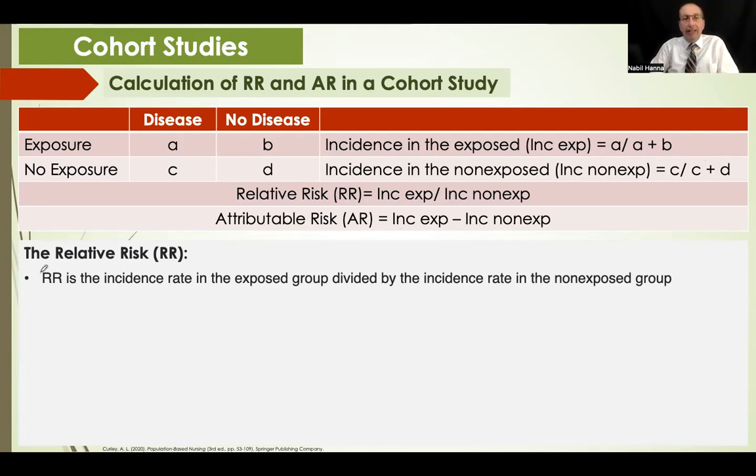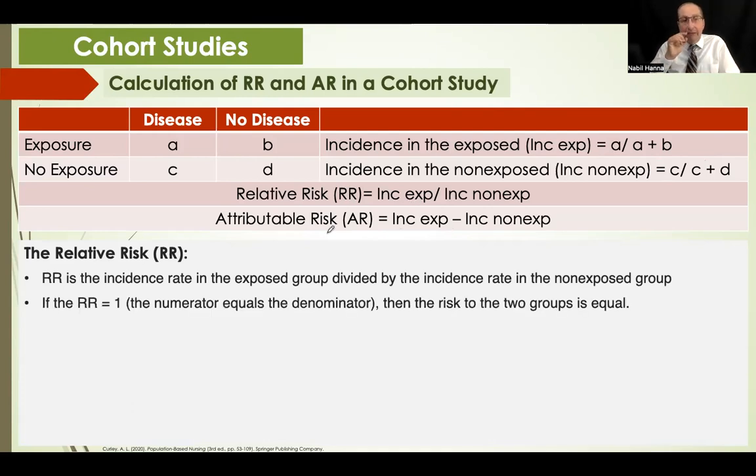So the relative risk is the incidence rate in the exposed group divided by the incidence rate in the non-exposed group. If this relative risk is 1, which means the numerator equals the denominator, then the risk in the two groups is equal. This means that there is no association between the exposure and the outcome because it did not make any difference.